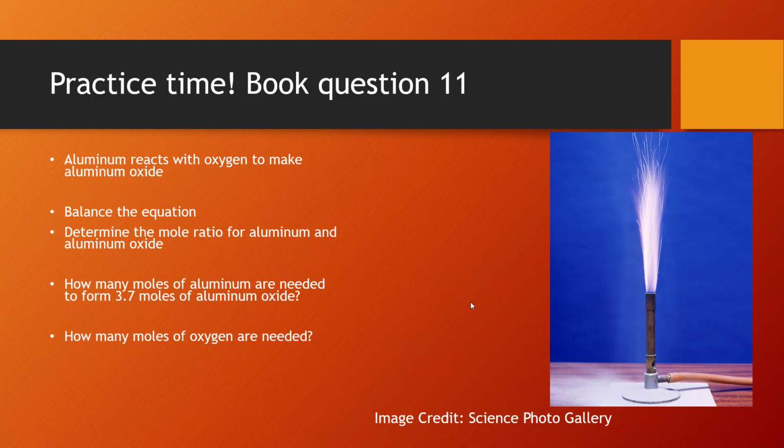So how many moles of aluminum are needed to make 3.7 moles of aluminum oxide? So your known is what you need, your 3.7. So how many moles of aluminum are needed? So you look at the molar ratio. It's going to require 4 moles of aluminum to make 2 moles of aluminum oxide. Okay, so it's a 4 to 2 ratio. So if you have 3.7 moles of aluminum oxide, it's going to require twice as many, 4 divided by 2 is 2, twice as many moles of aluminum.